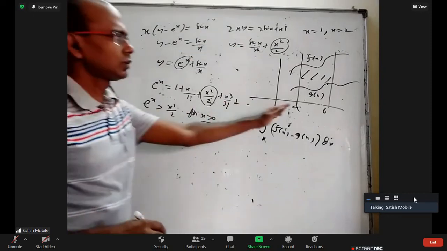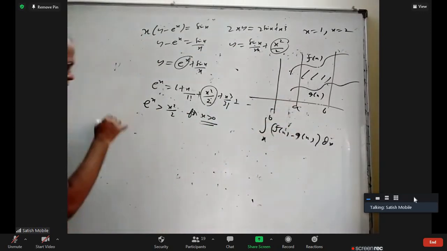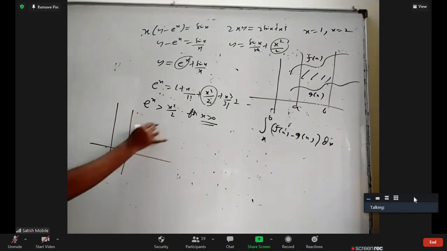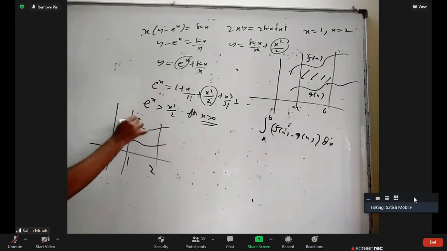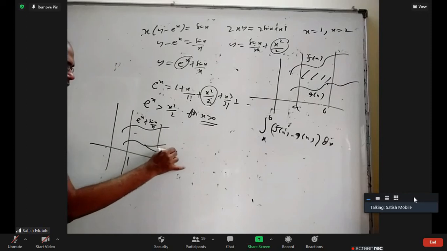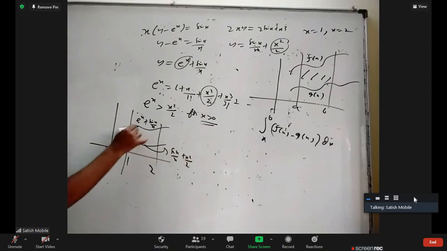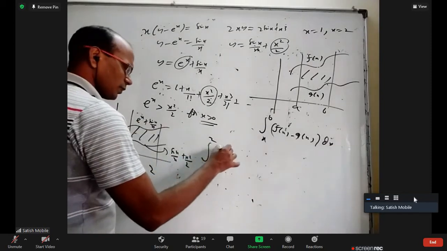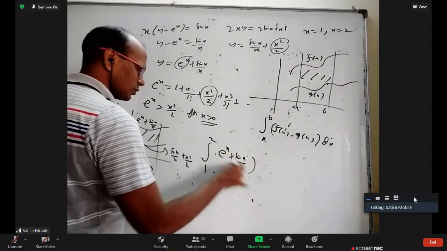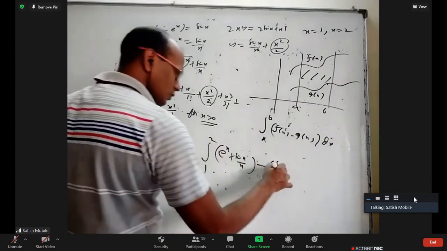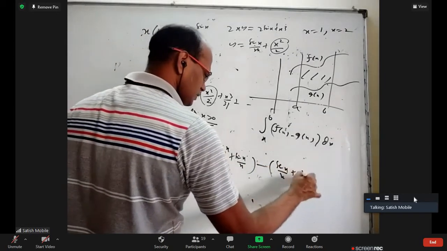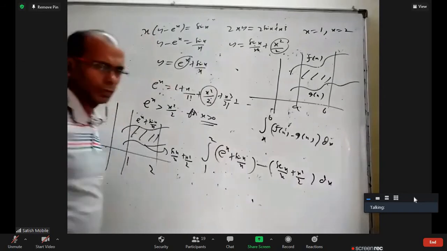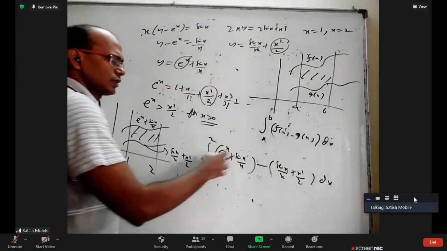So based on this formula, your present question is like this. You want between 1 and 2, there is a curve, there is a curve. This is the upper curve, e power x plus sin x by x. This is the lower curve, sin x by x plus x squared by 2. And you want that area. So integral 1 to 2, upper curve e power x plus sin x by x minus lower curve sin x by x plus x squared by 2, dx. They don't intersect anywhere because it's always greater than this.